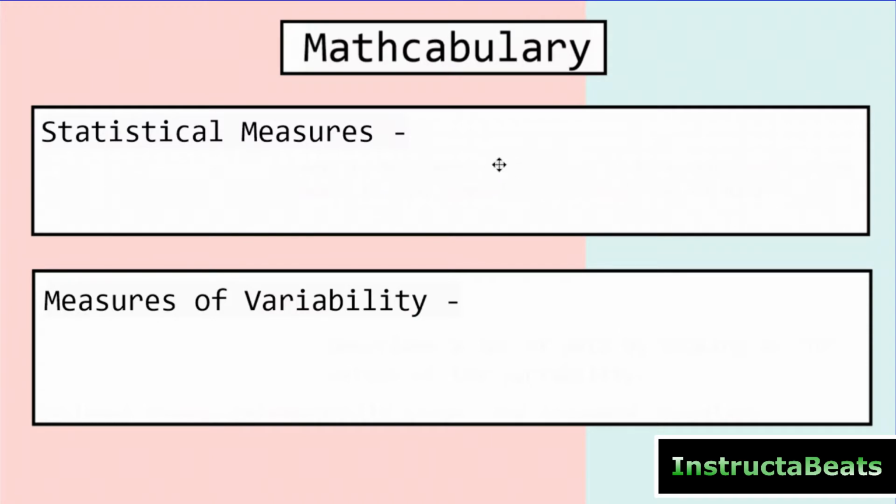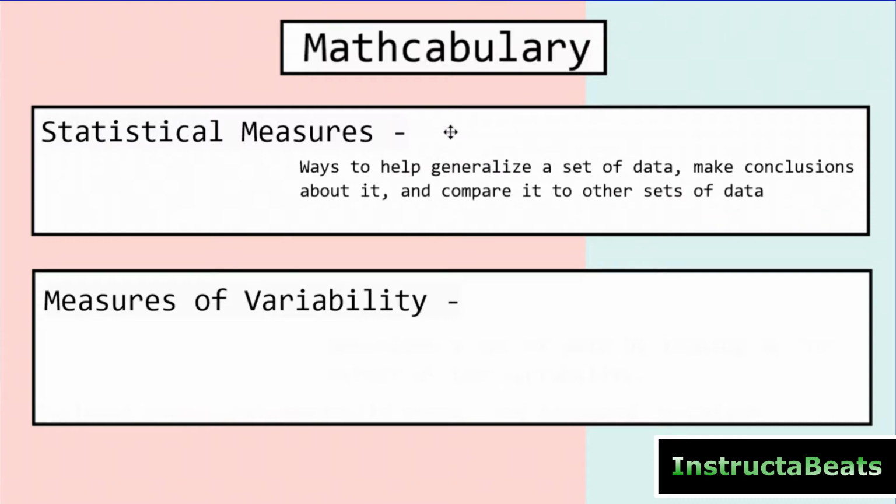Now, we've already talked about statistical measures, right? There are ways to help generalize a set of data, make conclusions about it, and compare it to other sets of data. We talked a lot about measures of central tendency, trying to find that center of our data. But to look at data and to answer a statistical question and make good inferences, you can't just look at the center of the data. You have to look at all of the data, and that's where our measures of variability come in.